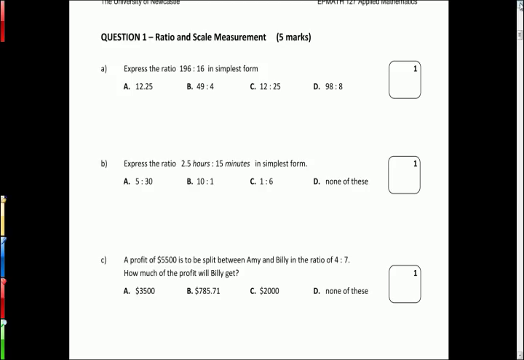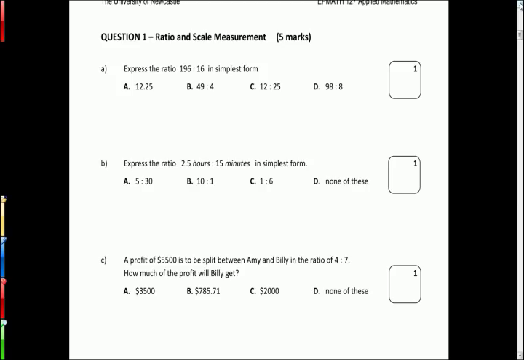So ratio and scale measurement, 5 marks. Express the ratio 196 to 16 in simplest form. Why is that not already in simplest form? It's got no units, which is good. It's got no fractions or decimals, which is good. But we can bring them down to the smallest form.